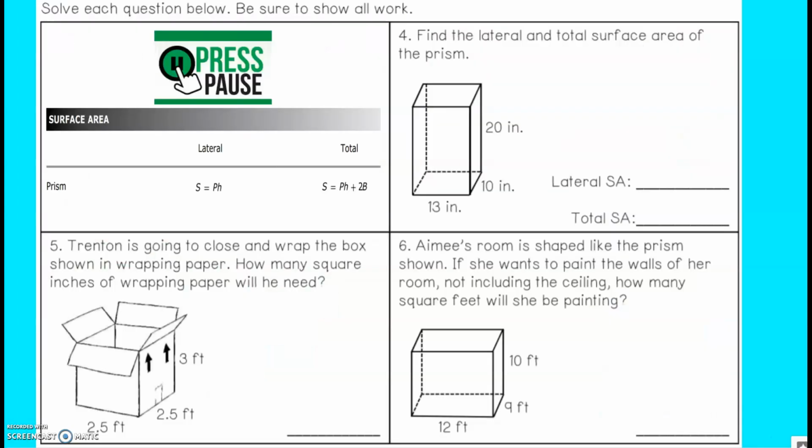So now, your assignment, you are going to pause this video and you are going to solve these 3 problems. Problem 4, which actually does have 2 questions, and it's just like the one we just did. Problem 5, which is a word problem, just read it carefully. And problem 6, a word problem, read it carefully. I'm going to give you a hint. On problem 5 and problem 6, one of them asks you to find the total surface area, while the other asks you to find the lateral surface area. Really think about what the question is asking you.